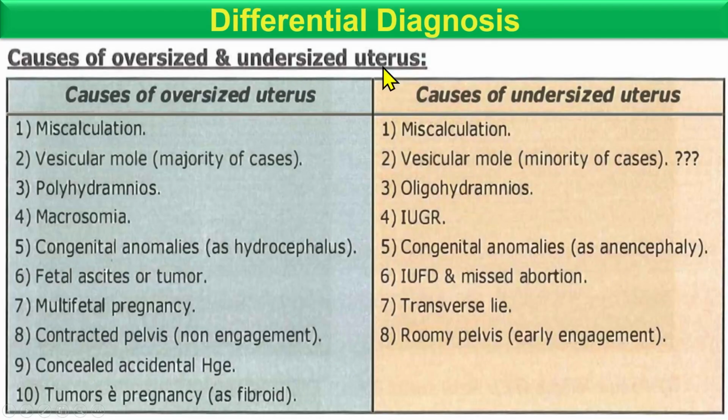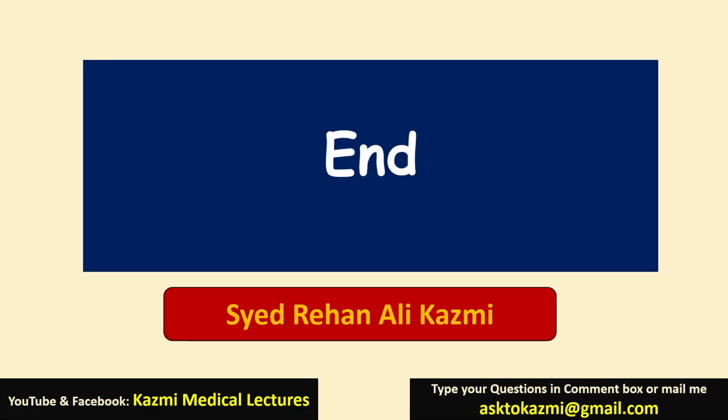These are the differential diagnoses of an oversized uterus, and of course you can confirm the diagnosis by looking at the ultrasound. So this is all about amniotic fluid disorders.